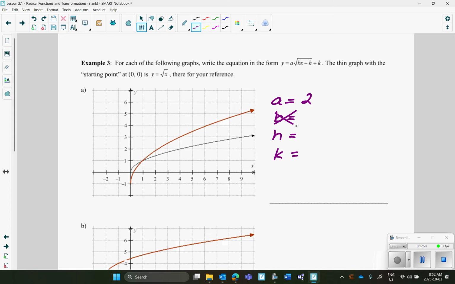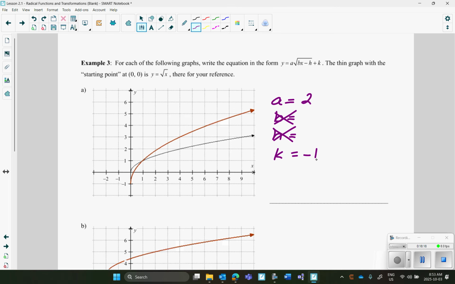And now, did it shift? Down 1, didn't it? Here's the original starting point. Here's where the new one starts. No horizontal shift, but a vertical shift down 1, which means negative 1.